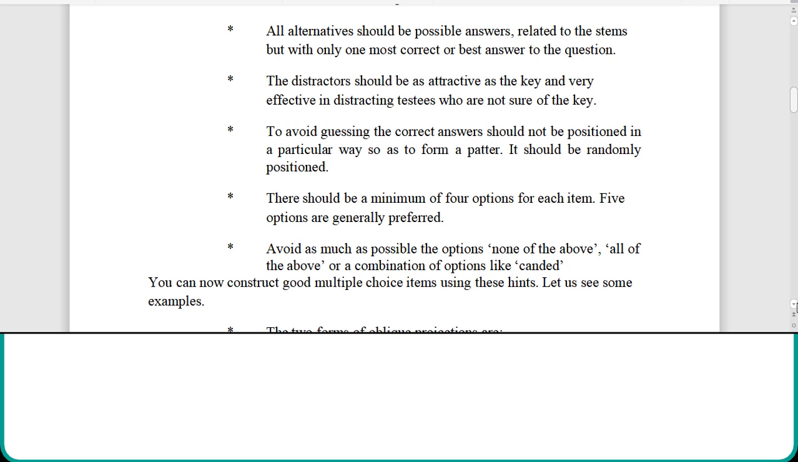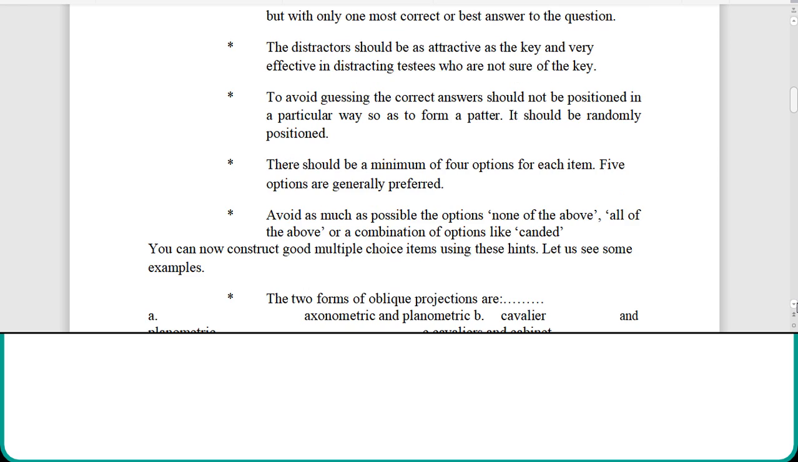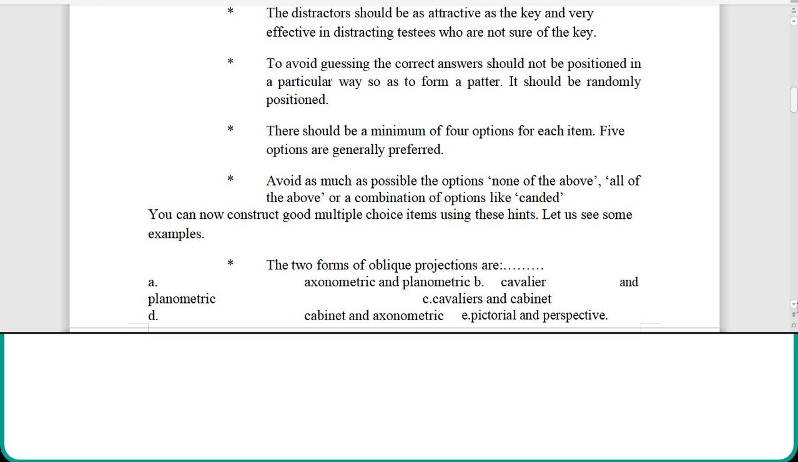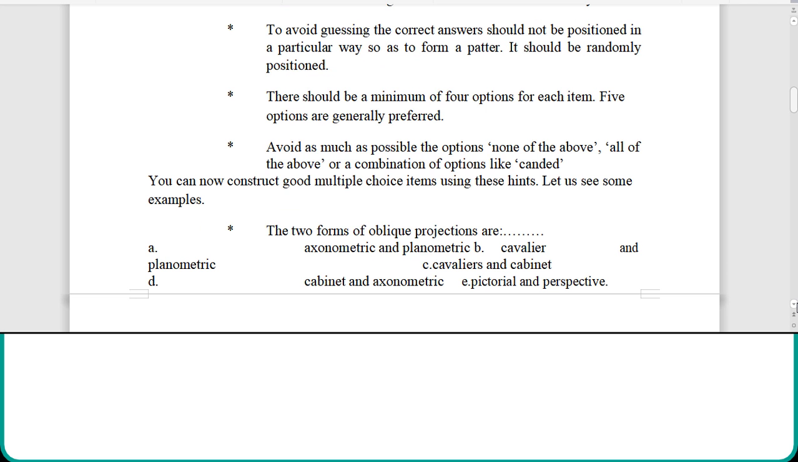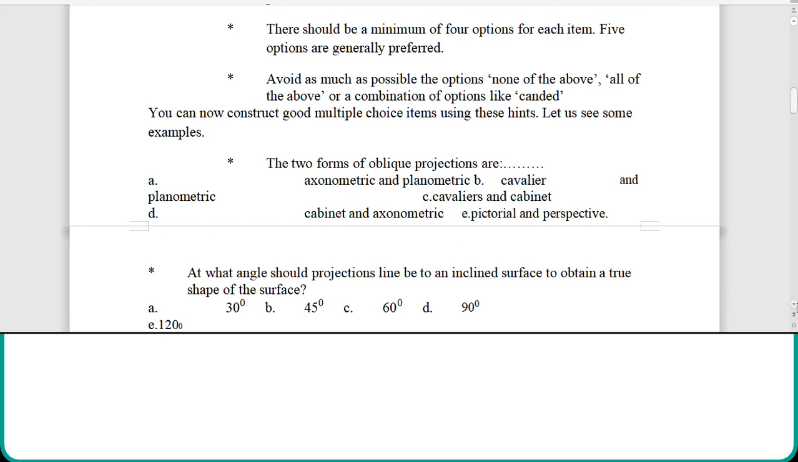There should be a minimum of 4 options for each item. 5 options are generally preferred. Avoid as much as possible the options none of the above, all of the above, or a combination of options like A and C. You can now construct good multiple choice items using these hints. Let us see some examples.